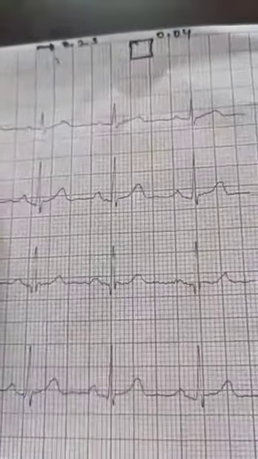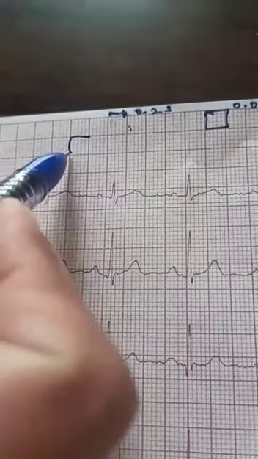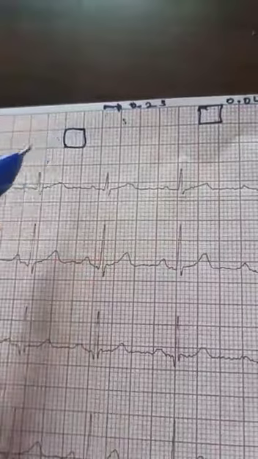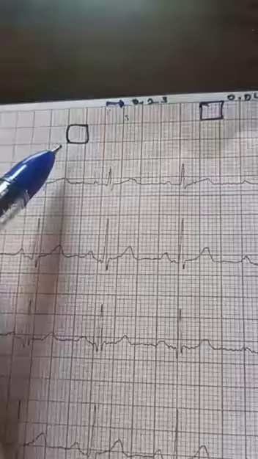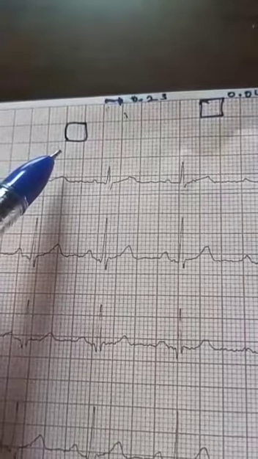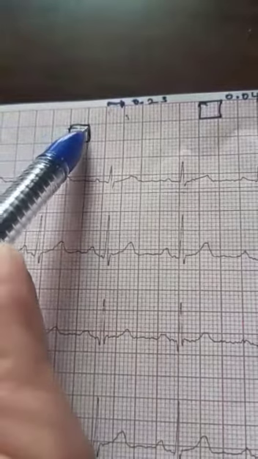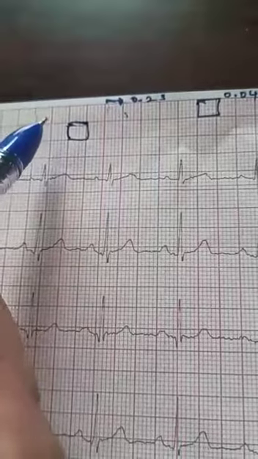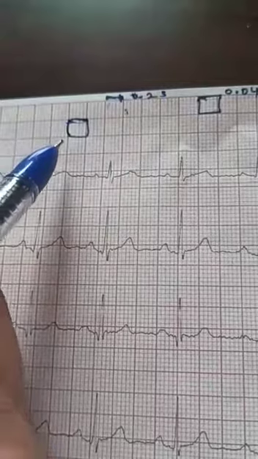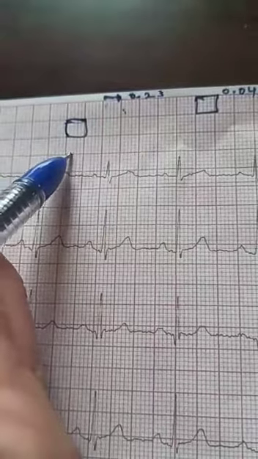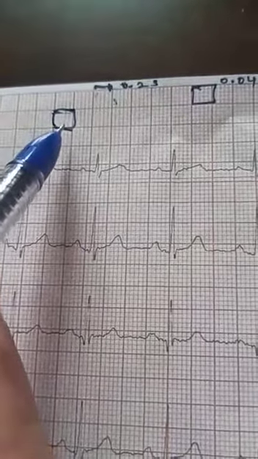Now if we take this square, I can show you here, this square. Now you can see that there are small squares inside. Now each of the small squares is 1 into 1 millimeter in dimension, and this one large square is equal to 0.2 seconds. So small square is equal to 0.04 second. That means this much is 0.04 second, whereas this whole is equal to 0.2 seconds.